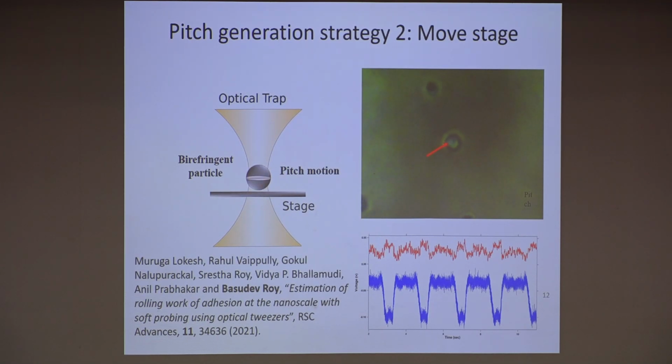The second way of generating it: in all of these cases, you need two stimuli. One will be one optical tweezers beam and something else, either a second optical tweezers beam or a stage that has been moved.